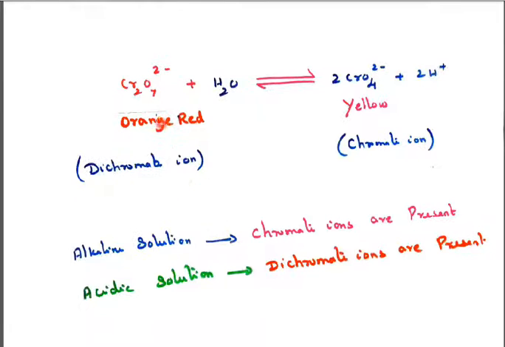Let us see this Cr2O7 2-. It is an orange-red dichromate. When it reacts with water, it forms chromate CrO4 2- of yellow color. So this is a reversible reaction. By adding acid solution, dichromate ions are formed, and in alkaline solution, chromate ions are present.